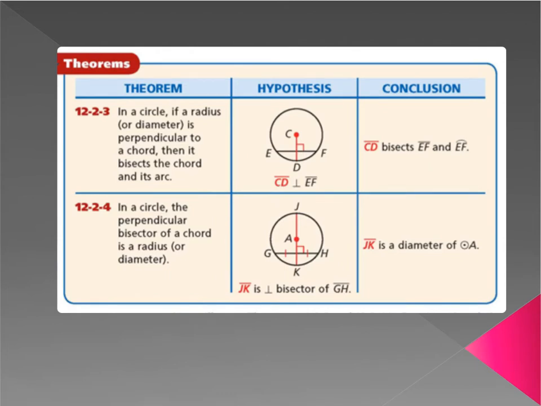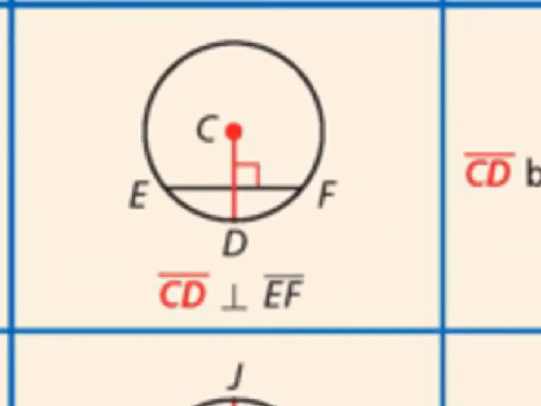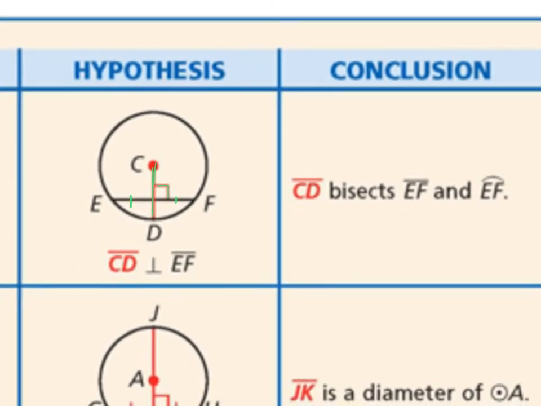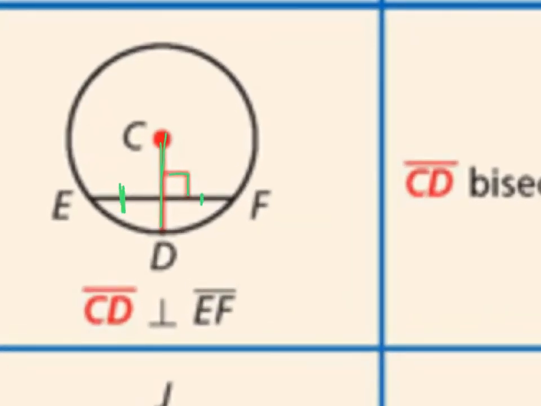Okay, so we have 2 more theorems. In a circle, if a radius or diameter is perpendicular to a chord, then it bisects the chord and its arc. So here, our radius, which would be CD, is perpendicular, meaning that it has a 90-degree angle to a chord. So that would mean that CD cuts this chord in half. So ED would be congruent to DF.